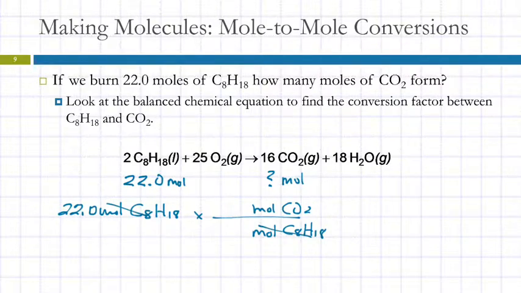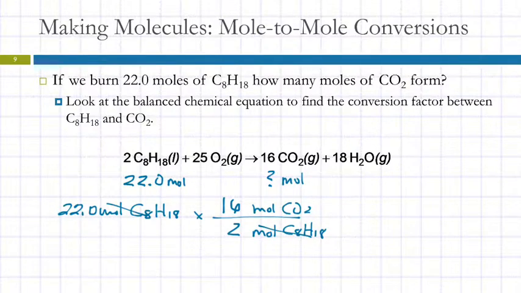Okay. The mole ratio comes from the numbers, the coefficients in the balanced chemical equation. 2 moles of octane would make 16 moles of CO2. So I need 16 moles of CO2, 2 moles of octane. I'm just pulling the numbers out. This number is in front of octane, so I put it in front of moles of octane in the conversion factor. And then I need to do a little math.